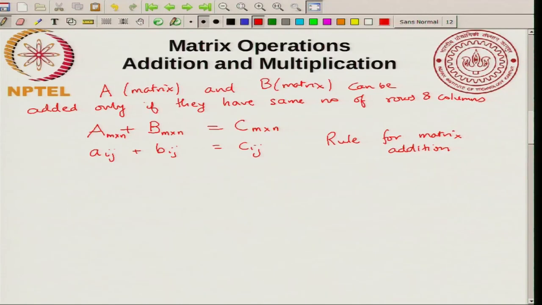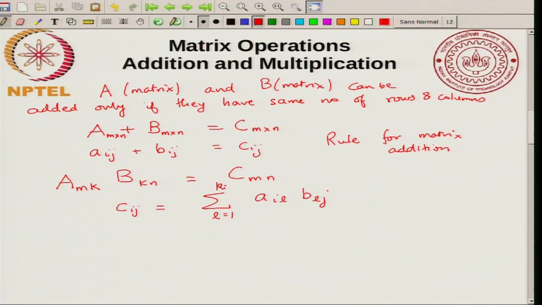What about multiplication? In multiplication, you can multiply an m by k matrix with a k by n matrix to get an m by n matrix. You can multiply two matrices only if the number of columns of the first matrix is equal to the number of rows of the second matrix. The rule for matrix multiplication is that to calculate c i j, the ijth element of C, I sum over some other index, call it l, of a i l times b l j. I sum over all l, and l goes from 1 to k.